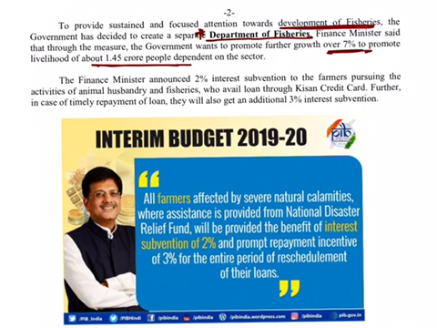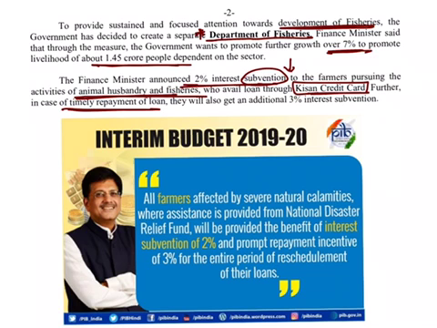Next point is interest subvention. 2% interest subvention means reduction to the farmers pursuing animal husbandry and fisheries and who avail loan through Kisan credit card. This is important, Kisan credit card. And if they are paying the loan on time, timely repayment of loan, additionally 3% interest subvention. It means, let's say the interest payable is 7% on the loan.